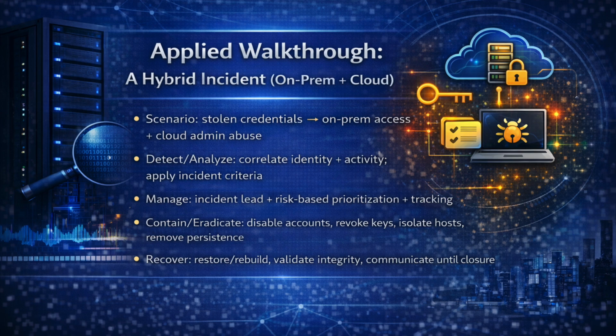Next, incident management. Assign an incident lead, prioritize based on data impact and critical assets, and open coordinated work streams. Then containment. Disable the compromised account, revoke sessions and keys, isolate affected endpoints, and block known indicators. Eradication follows. Remove persistence, patch exploited weaknesses, and hunt for additional affected systems. Finally, recover. Restore from verified clean backups or rebuild. Validate integrity, and communicate status until the recovery end criteria are met.